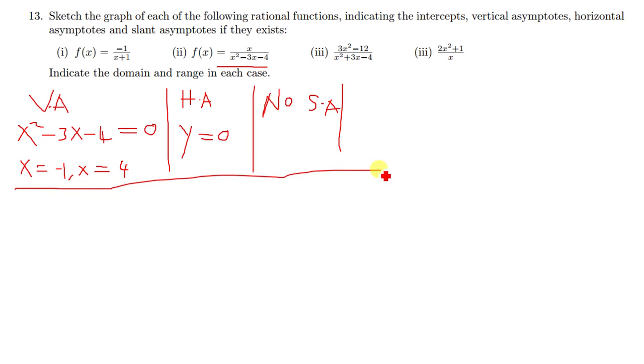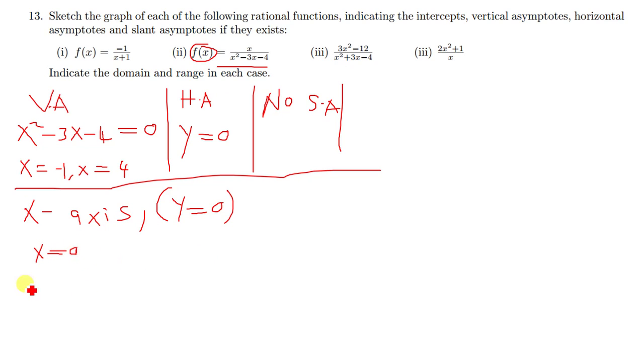Let us find the x and the y-intercept. For the x-intercept, we know that in the x-axis the value of y is equal to 0. So we equate this function to 0, we put 0 there. When you cross multiply, you just have x is equal to 0 as your x-intercept.